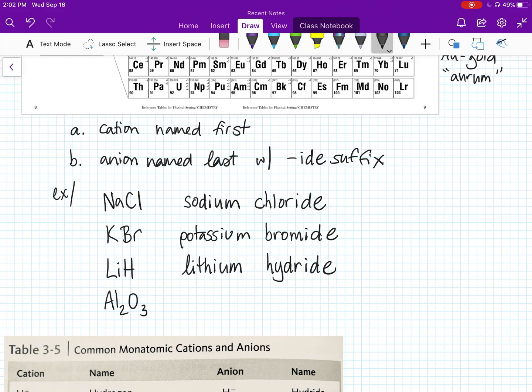And that means that when we name it, we actually just ignore the numbers because the numbers don't matter. The charges are always the same. So we just call this one aluminum oxide.